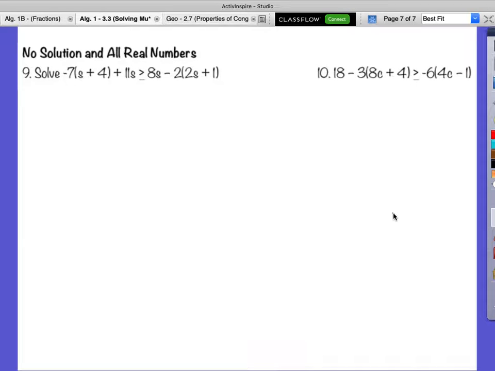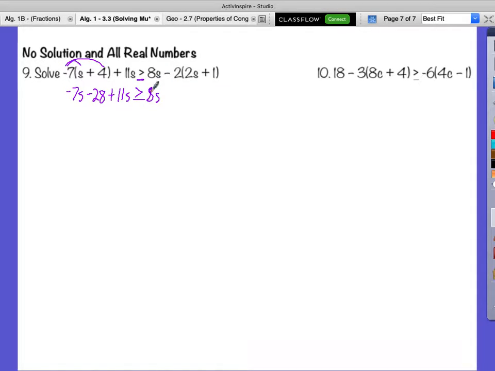Let's solve this problem, okay? Negative 7 times the quantity of s plus 4, plus 11s, is greater than or equal to, that or equal sign's kind of faded, so let's make sure that's there, 8s minus 2 times 2s plus 1. Okay? So what's our first step going to be, guys? To distribute. Okay, negative 7 times s is negative 7s. Negative 7 times 4 is negative 28. Negative 28 plus 11s is greater than or equal to 8s.